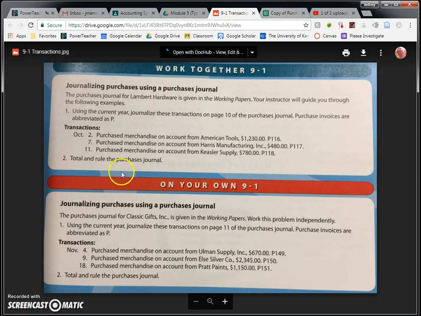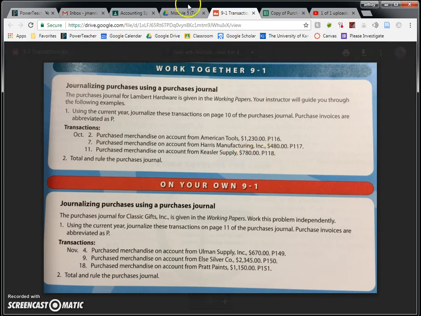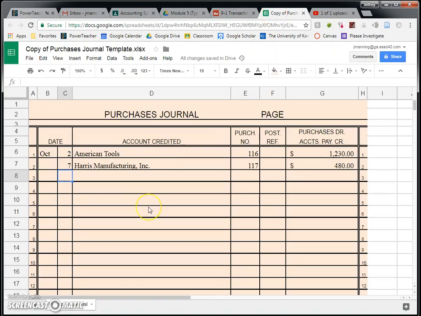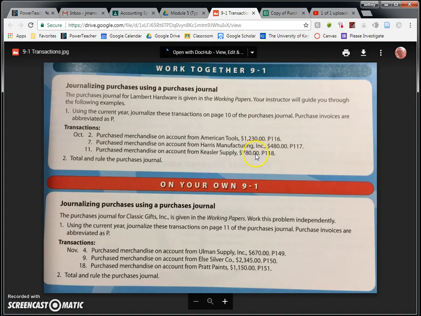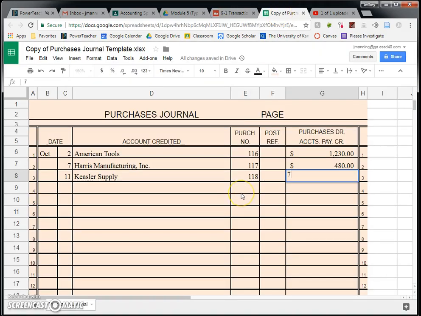Last one. October 11th, purchase merchandise on account from Kiesler Supply, $780, P118. So, October 11th, Kiesler Supply, 118, and the amount $780. And we're done. You would continue to add transactions as you purchase more merchandise throughout the month.